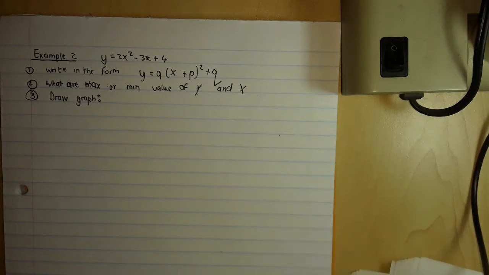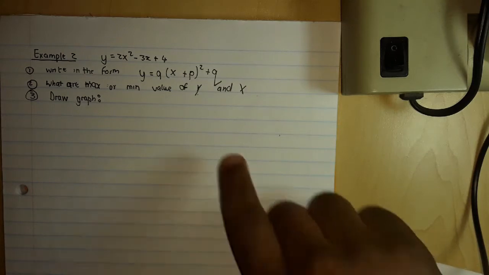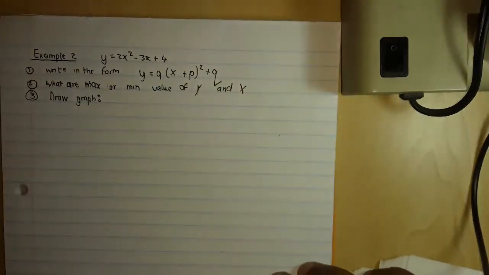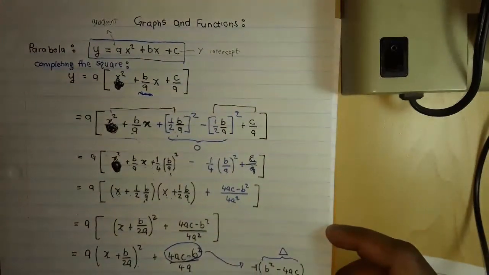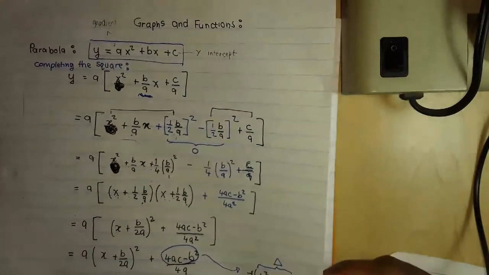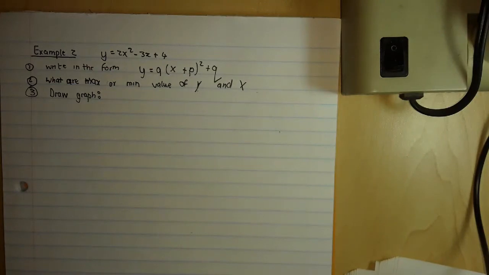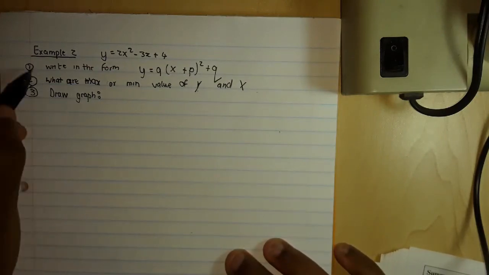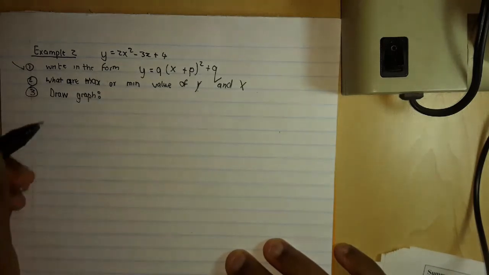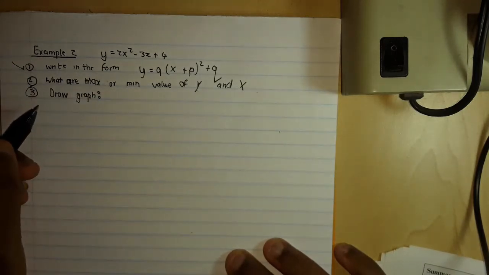So let's quickly start. They ask us to write this in this format. Remember that when we did the derivation of this equation, we used completing the square, and this is how we complete the square. Now I'm going to quickly show you how that is useful, because at times it might come up as a question. They won't say complete the square, but that's what they mean when they say write this equation in this format.